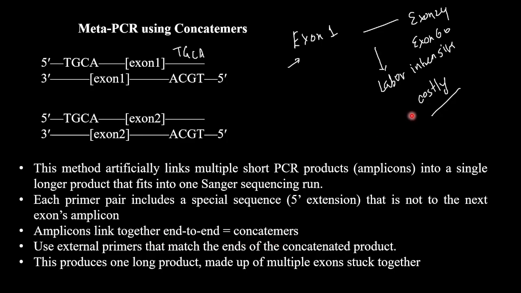And why is it done? Just to save time and just to save money. If your gene is having many exons and you don't want to do sequencing for every exon, then you can go ahead and do the meta-PCR.